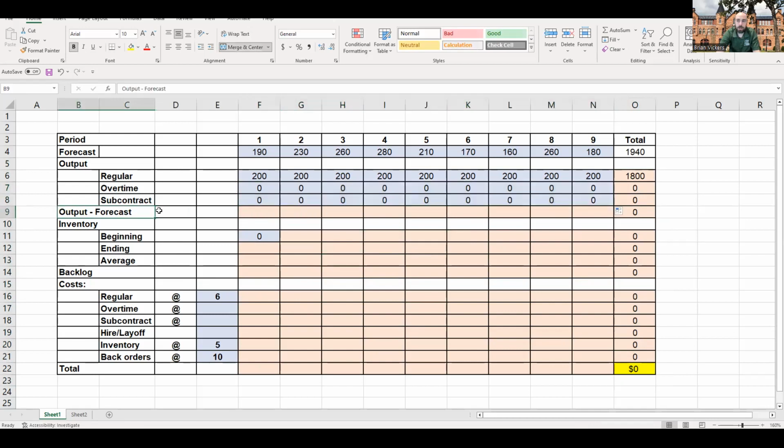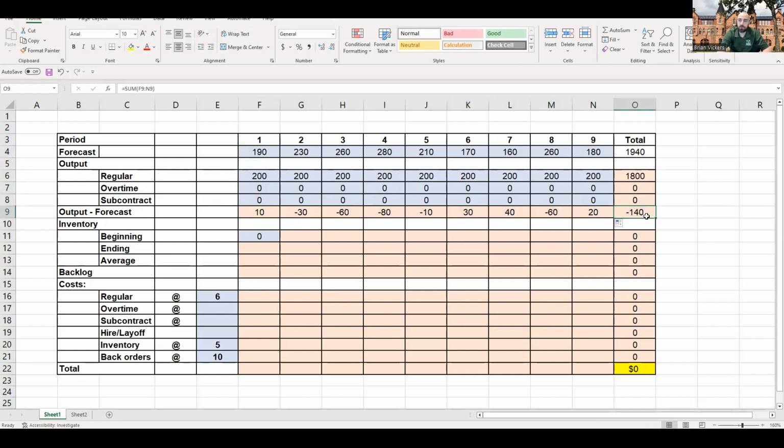Okay, now our output minus forecast. This is any output, regular, overtime, subcontracting, whatever our output possibilities are. All of these values minus forecast. Forecast is just this value right here. Okay. So I'm going to do equals this plus this plus this minus this. Keep it easy. Output minus forecast, to do it one time, copy it all the way down to the end. Done. Nothing special there.